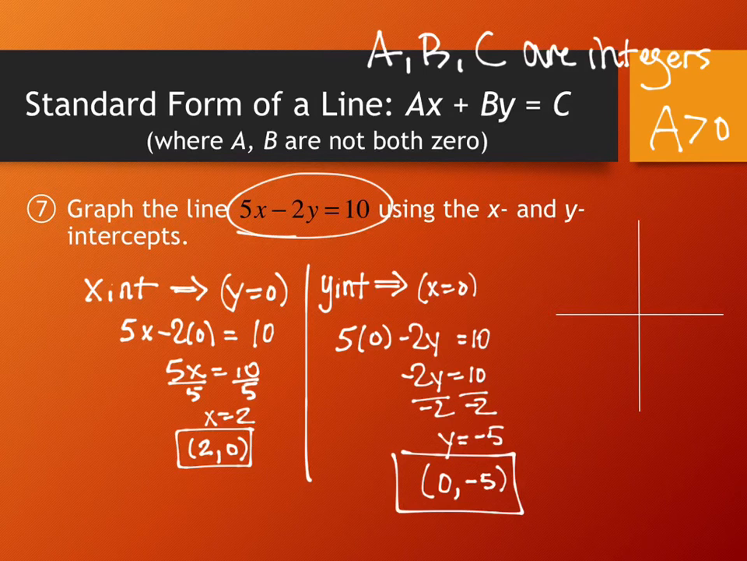So this gives me 2 points, and we're going to put them onto the graph. So the first one is 2, 0. So 2, 0 would be about right there. The second one is 0, -5. So that would be about right here. And then we're going to connect the dots. So we connect them, something like that, with arrows on the end.